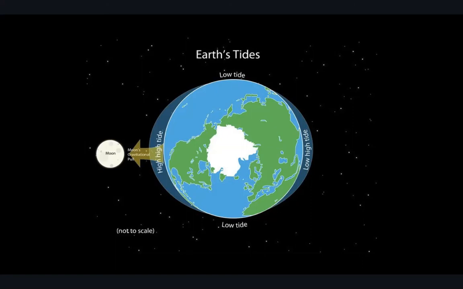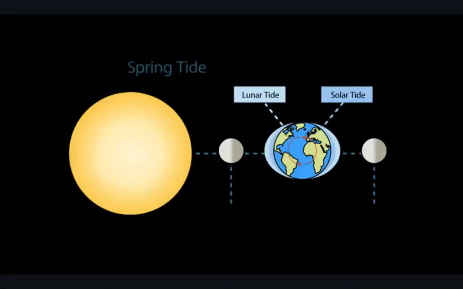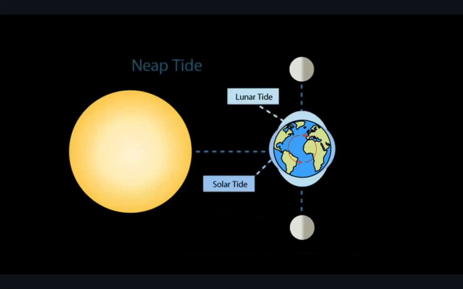When the sun and the moon are aligned so that the moon is between the sun and the earth, or the earth is between the sun and the moon, high tides are higher and low tides are lower. These are called the spring tides. When the sun and the moon are at right angles to each other, at first and last quarter, lower high tides and higher low tides are experienced, and these are called neap tides.